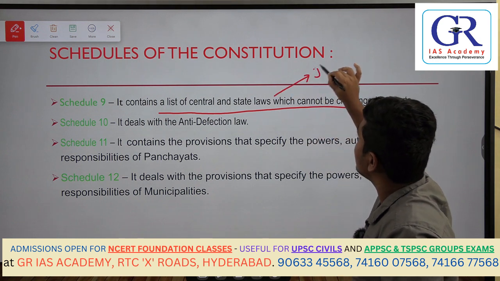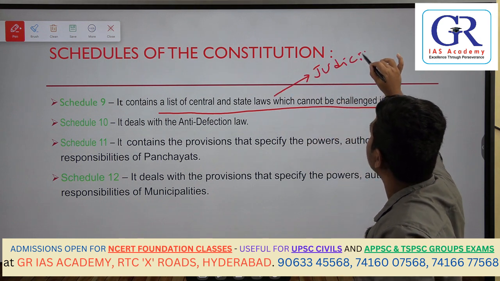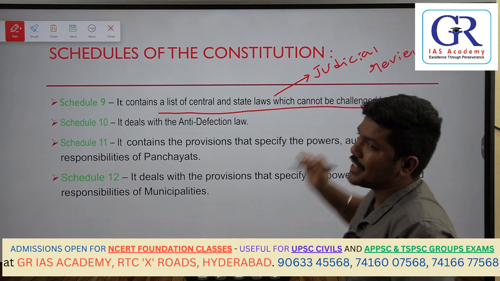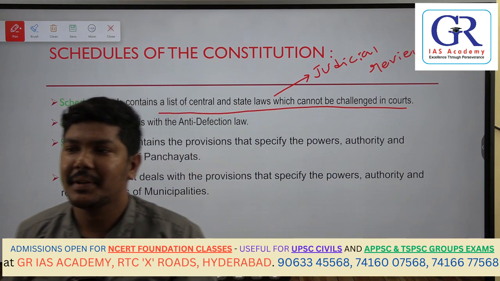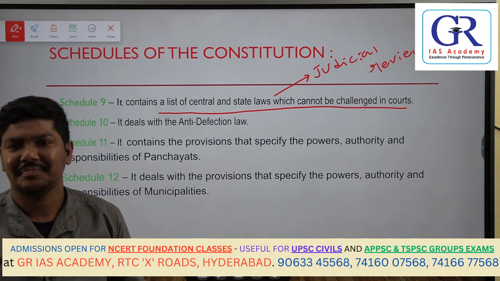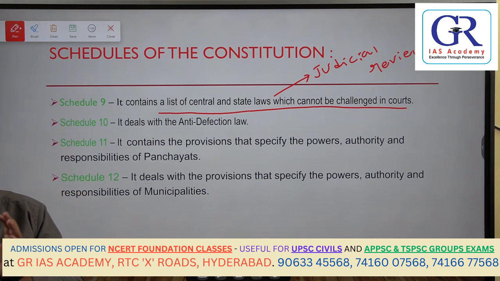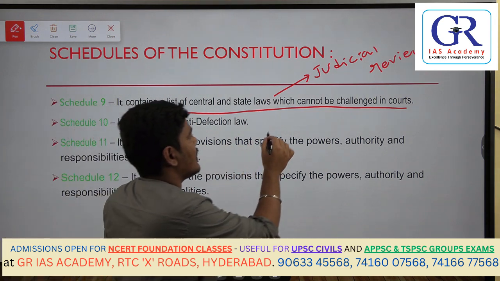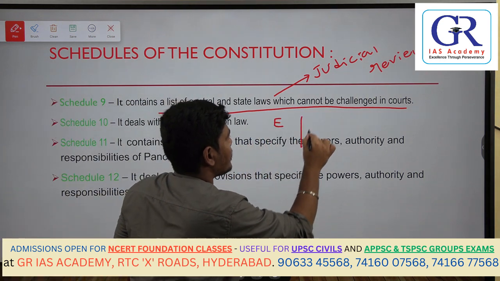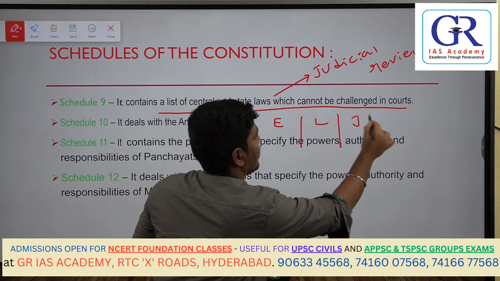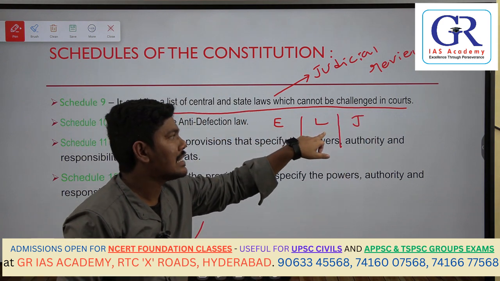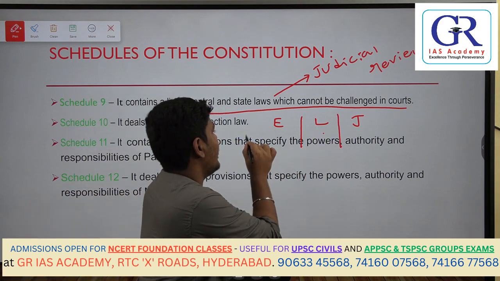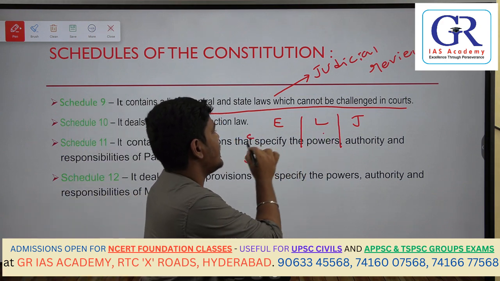Before understanding this law, you should know a term called judiciary. Everybody know it? Judicial review. What is judicial review? Yesterday we discussed, but today as well we will discuss. Like we have executive, legislature, and judiciary, at the central level and at the state level.